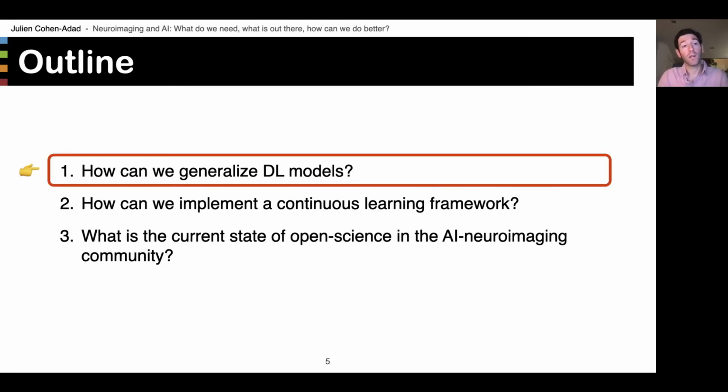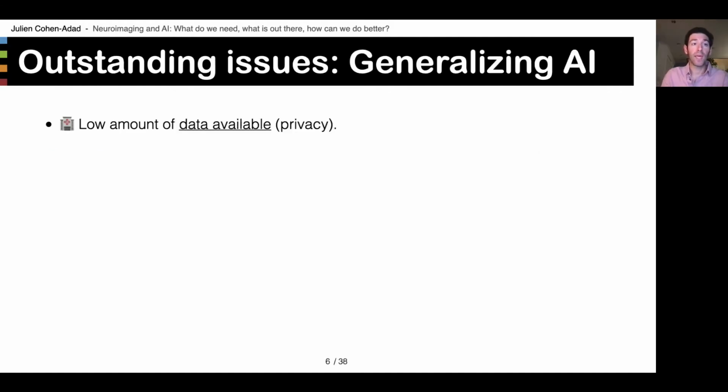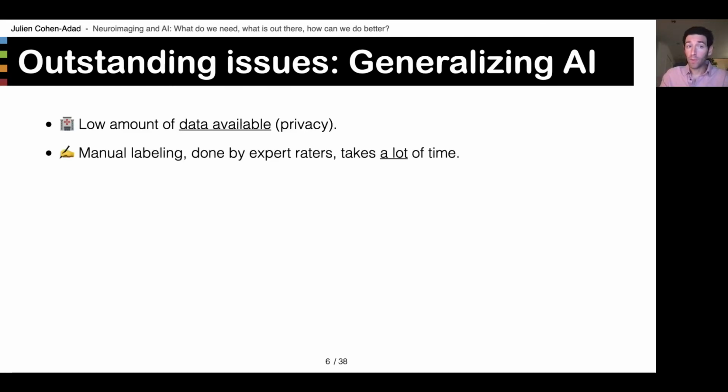So let's start talking about generalization. A strong limitation in AI in medical application is that usually few data are publicly available due to privacy reasons. Moreover, creating manual labels to train models is extremely time-consuming, and this task is usually done by explorators such as neuroradiologists, and that time is extremely limited and costly.